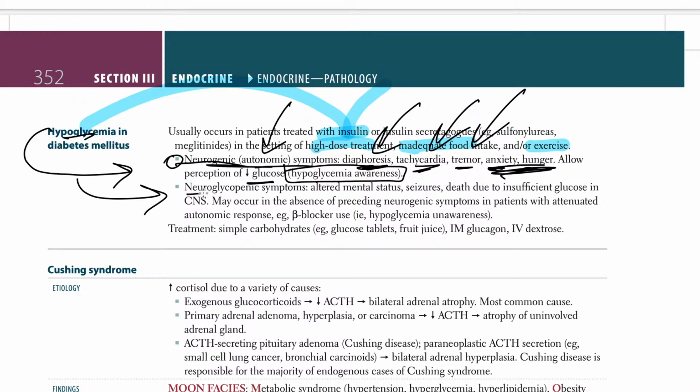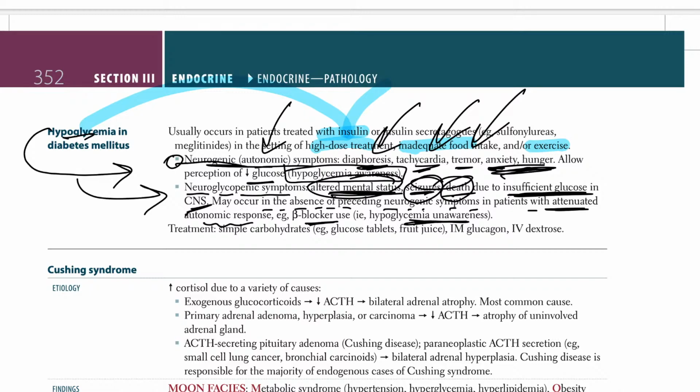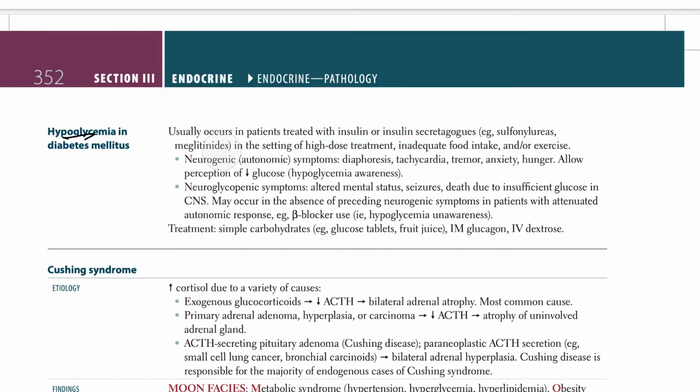Then you have the neuroglycopenic symptoms, which are altered mental status, seizures, and death due to insufficient glucose in the CNS. When glucose does not go to the CNS, it will go into altered mental status, seizures, even death, which may occur in the absence of preceding neurogenic symptoms in patients with attenuated autonomic receptors. Example, beta blocker use, i.e. hypoglycemia unawareness.